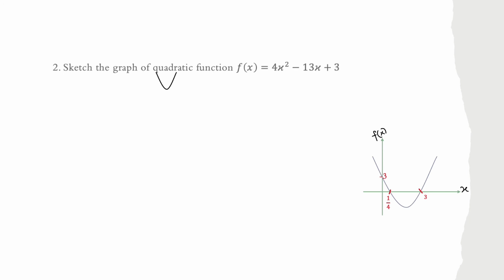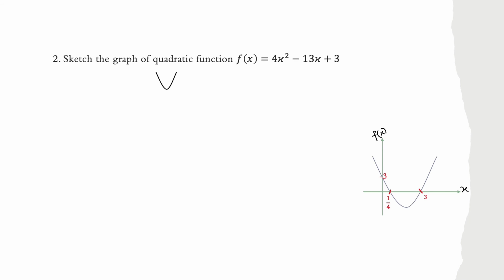The next question is sketching the graph of the quadratic function f(x) equals to 4x squared minus 13x plus 3. You have to know what a, b, and c are in this quadratic function. a is 4, which is a positive number, more than 0, so the shape is concave upwards. And then c is the y-intercept. I'm sorry, there's a typo there. It's supposed to be y-intercept.